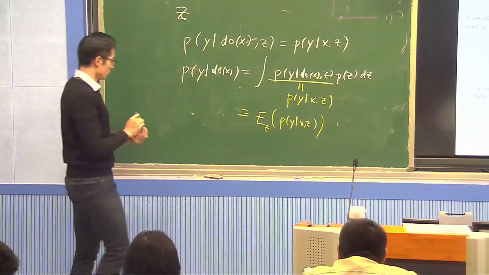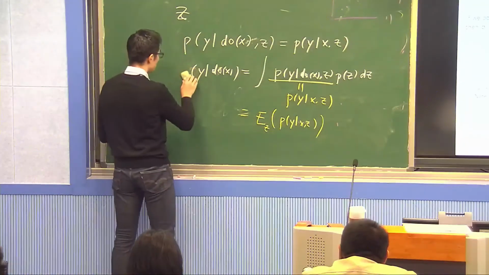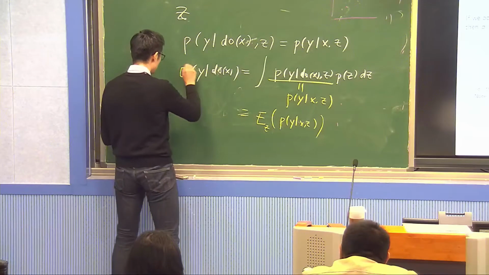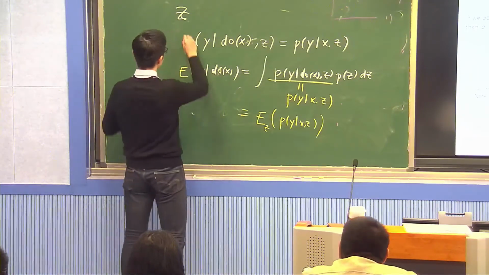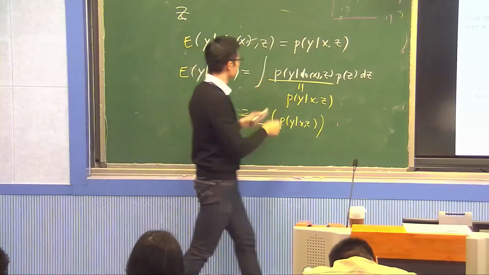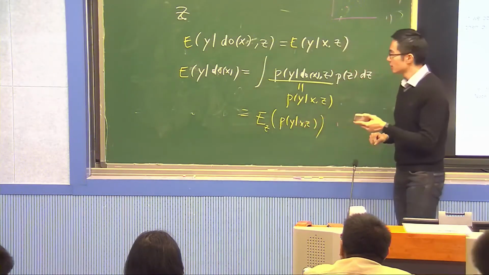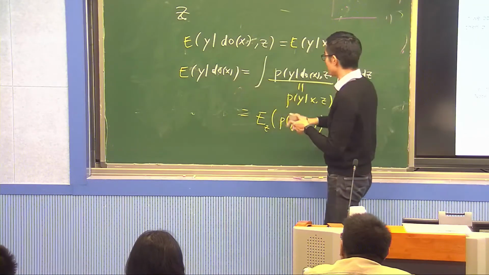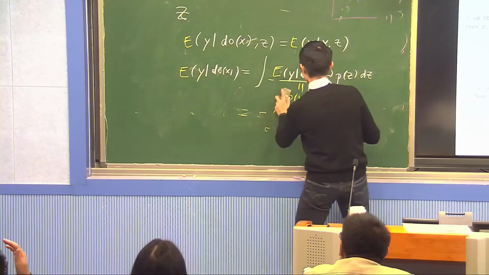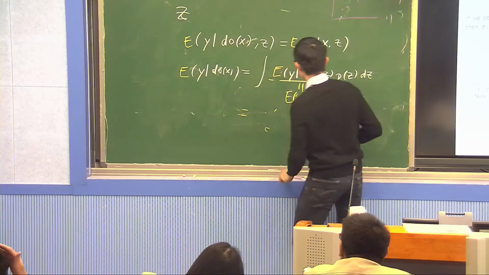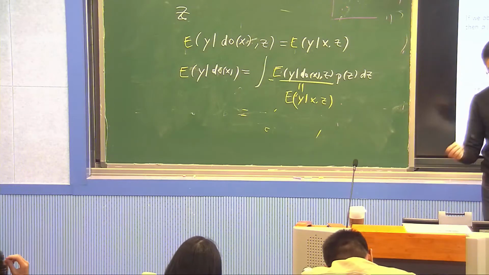What if I'm interested in not P? What if I'm just interested in E? I just want to know E(y | do(x)), or E(y | do(x), z). It's the same thing. E(y | do(x), z) is just E(y | x, z), and E(y | do(x)) is just, replace this P with the E, and that's it.